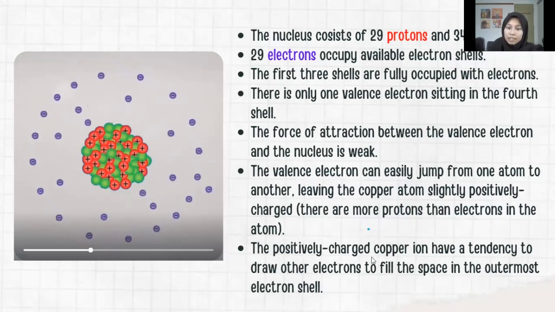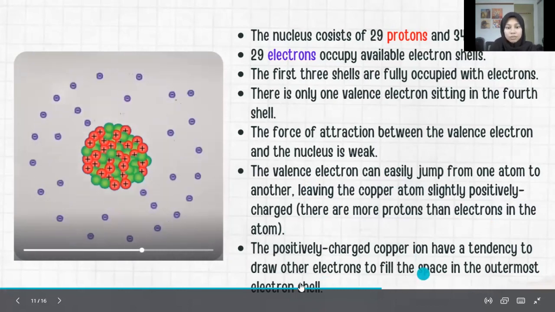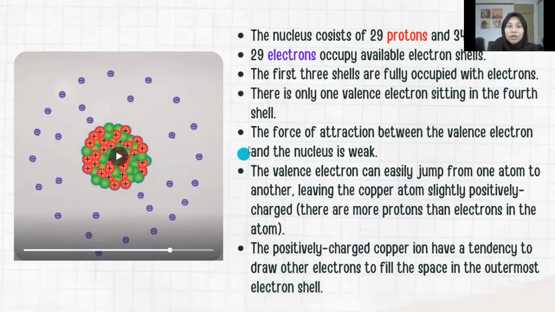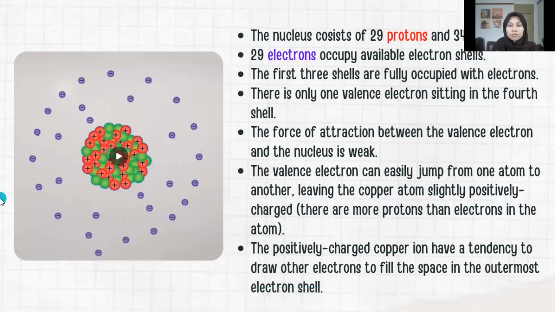The positively charged copper ion will have a tendency to draw other electrons to fill the space in the outermost electron shell. So what this means is, the valence electron in the fourth shell here, the distance between this valence electron and the nucleus is very far. Therefore, the force of attraction between the valence electron and the nucleus is weak, and the one valence electron can easily escape the atom. This will attract other electrons to occupy the empty 4th electron shell.